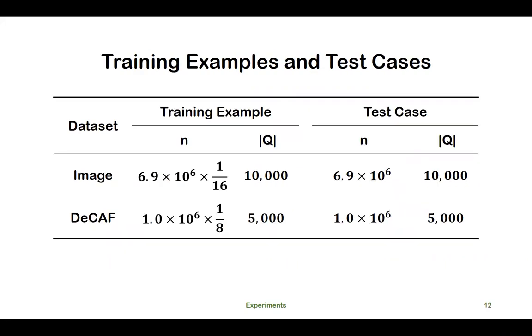We use the training examples and the test cases shown in this table. The number of data in the training example is 1/60th and 1/8th of the entire dataset, respectively. The reason why we do not use the entire dataset is to prevent overfitting and reduce the cost of pivot evaluation. As for the query example, the training example and the test case are disjoint. The test cases use the entire dataset for both image and DeCAF.